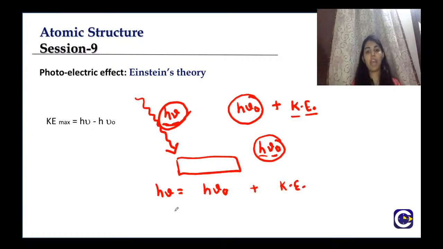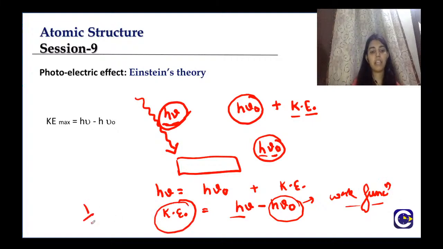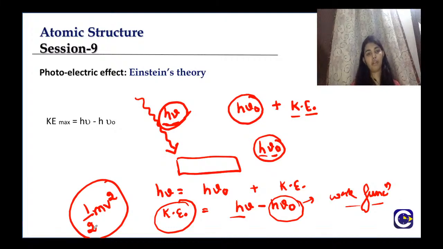If you want to find the kinetic energy of the photoelectron, you can rearrange the equation: kinetic energy equals h nu minus h nu naught. Where h nu is the energy of the photon incident on the metal surface, and h nu naught is the threshold energy, also known as the work function. The kinetic energy of the photoelectron is given by half m v square. So, the photoelectric phenomenon explains that electromagnetic radiation, the light radiation, is in the form of particles and not a wave itself. I hope I am clear.